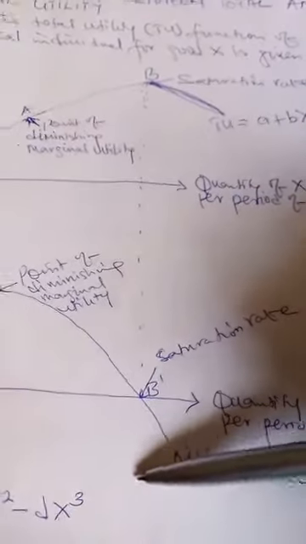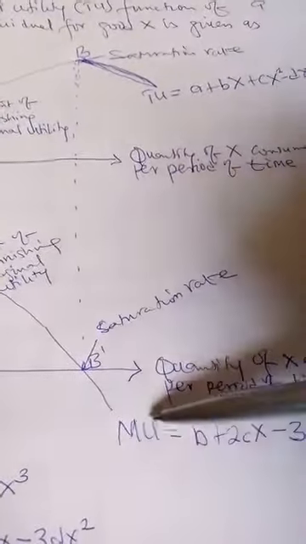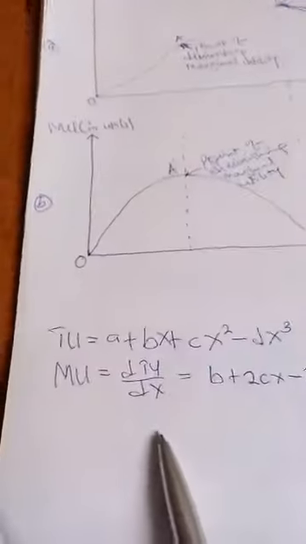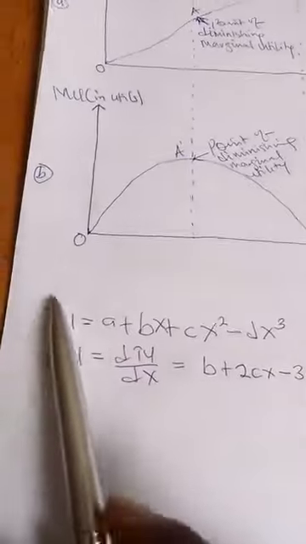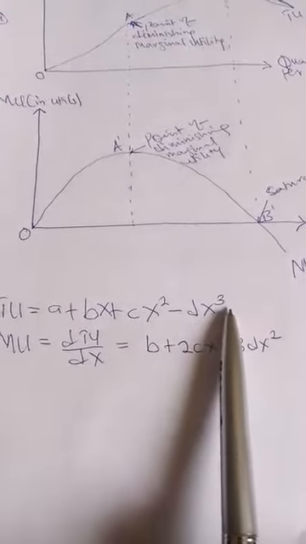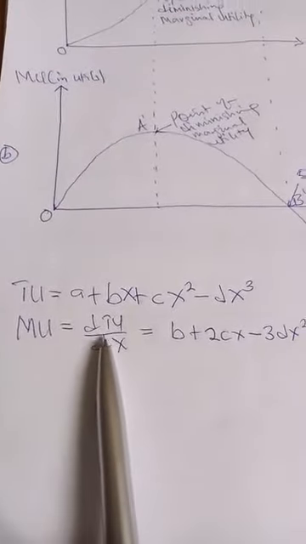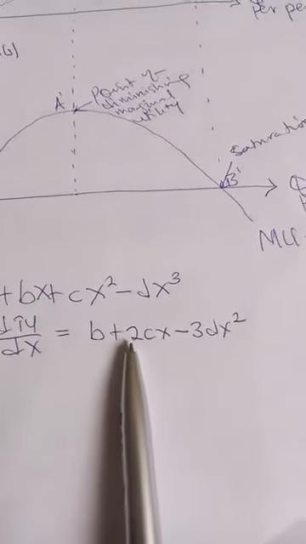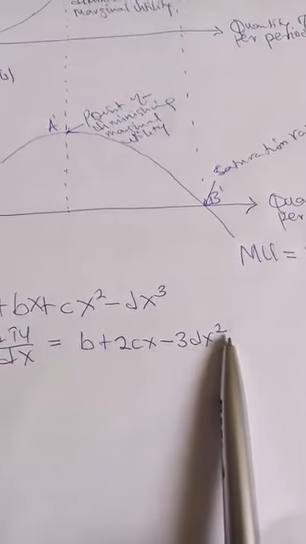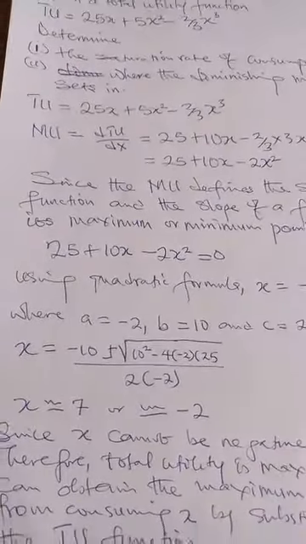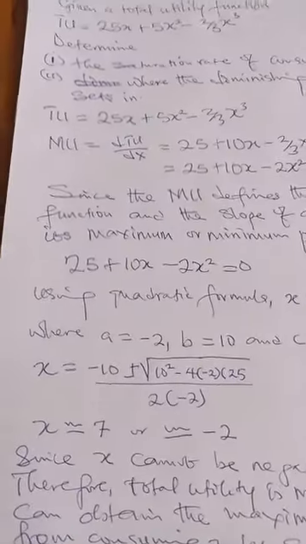If you look at this, the marginal utility here will be B plus 2CS minus 3DS squared. See how we're able to get that: total utility, we assumed initially, is A plus BS plus CS squared minus DS cubed. Marginal utility is the derivative of the total utility, dTU/dS, which will give you B plus 2CS minus 3DS squared. All this we are doing is a revision of what you should have known earlier.